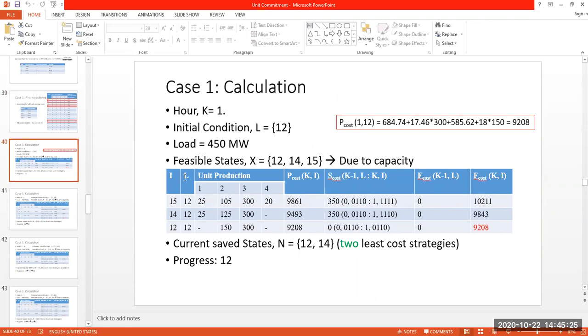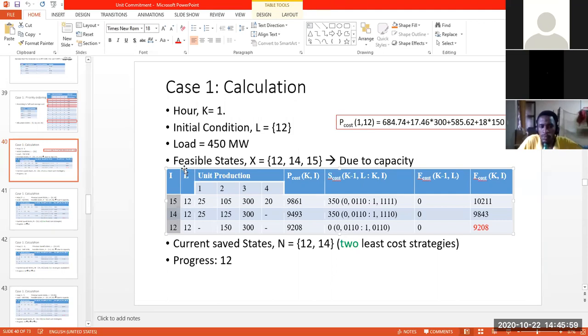Then we were looking for the next step: how we are going to progress our unit commitment solution using dynamic programming. The next probable states are listed here. These 3 are the 3 elements taken from X, so you see 12, 14, and 15. The elements under the I column are taken from this feasible state set.